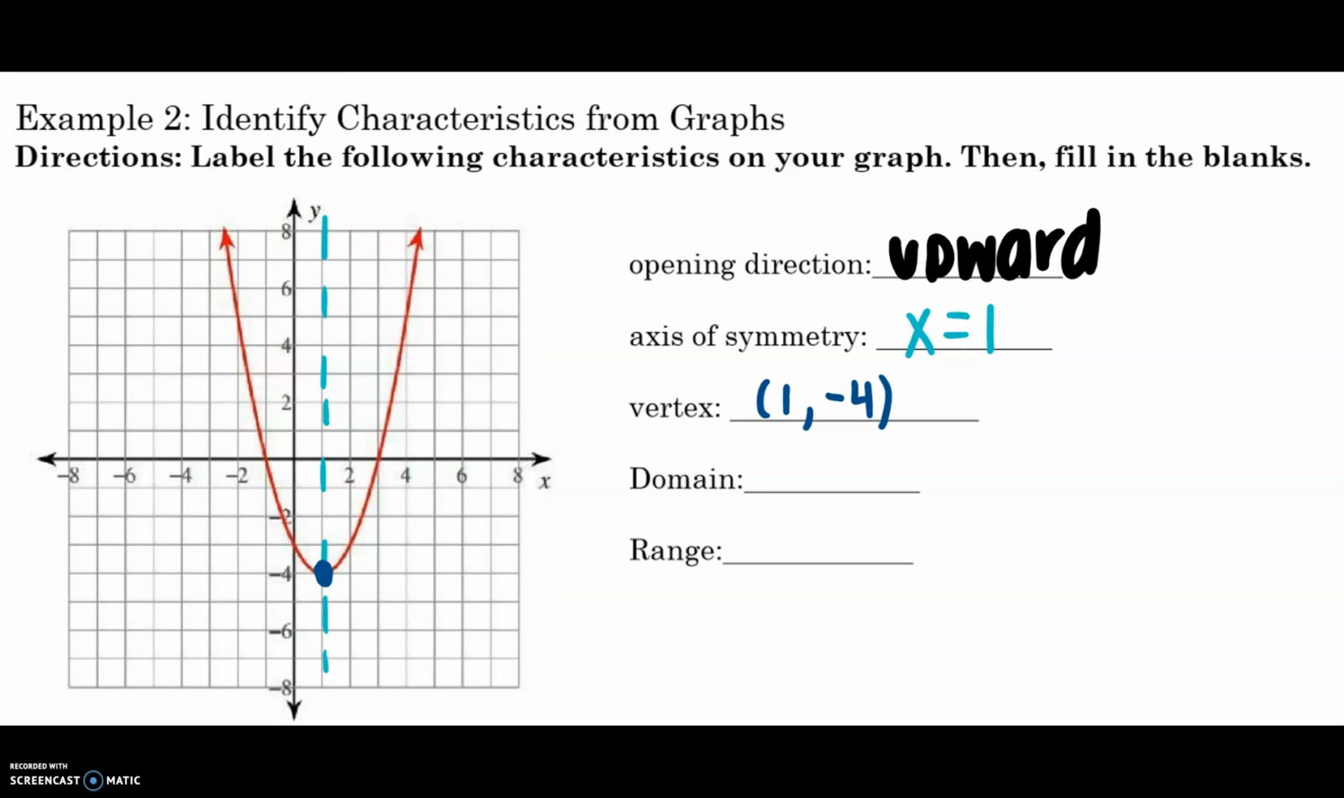Remember, like we just said before, the domain is the set of all real numbers. Now let's take a look at the range. You should notice that the vertex is a minimum.